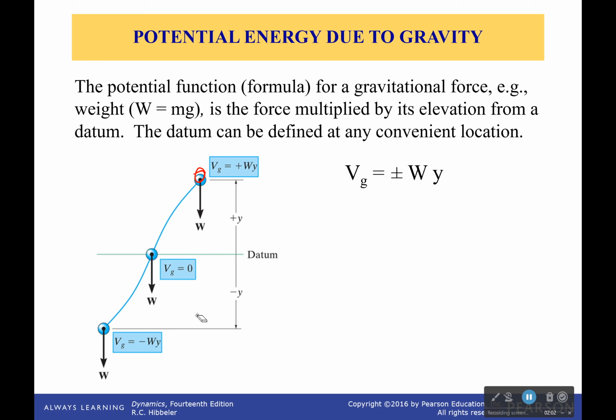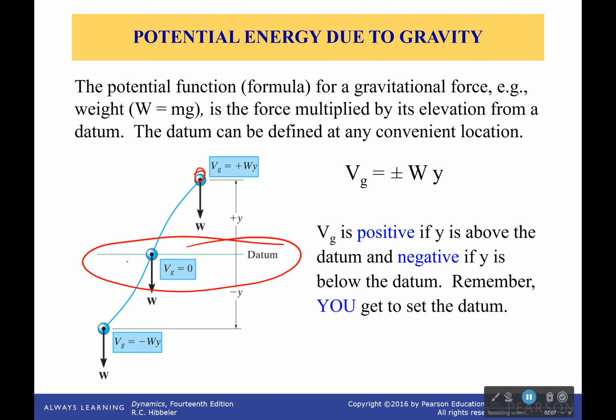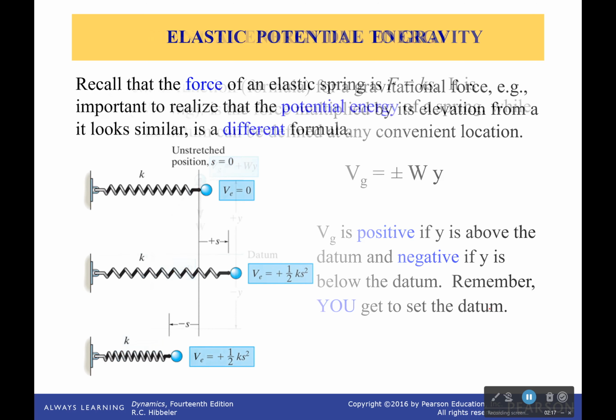Okay, where you set your datum. And your potential energy at the datum is 0. So in this case, potential energy is positive if you're above the datum and negative if you're below. And you get to set the datum.